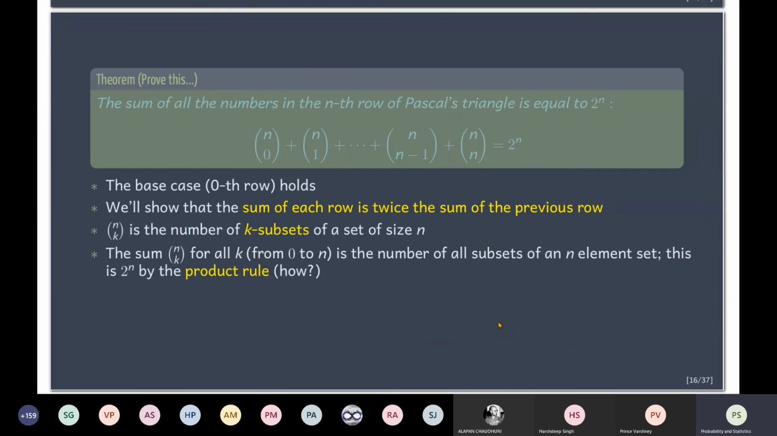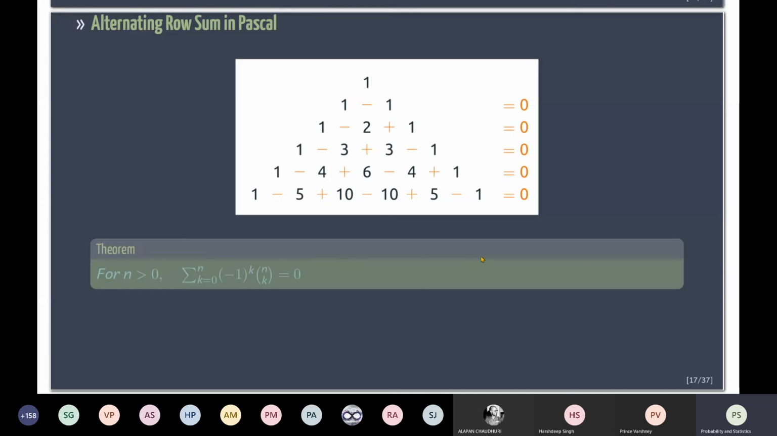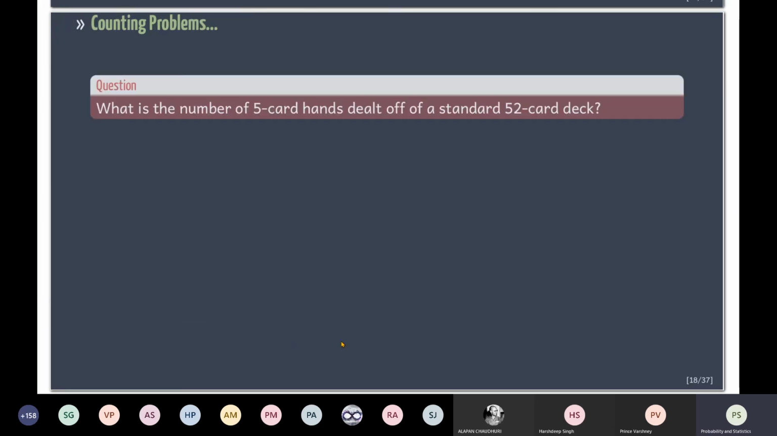I'm going to skip this a bit, since you are familiar with this anyway. Another result is that the alternating sum is 0, and that also comes from the Pascal's triangle. From here you see that, but a concrete way to prove it is that the number of odd size subsets is the same as the number of even size subsets. Once you have this, you can prove it. Okay, so let us continue.